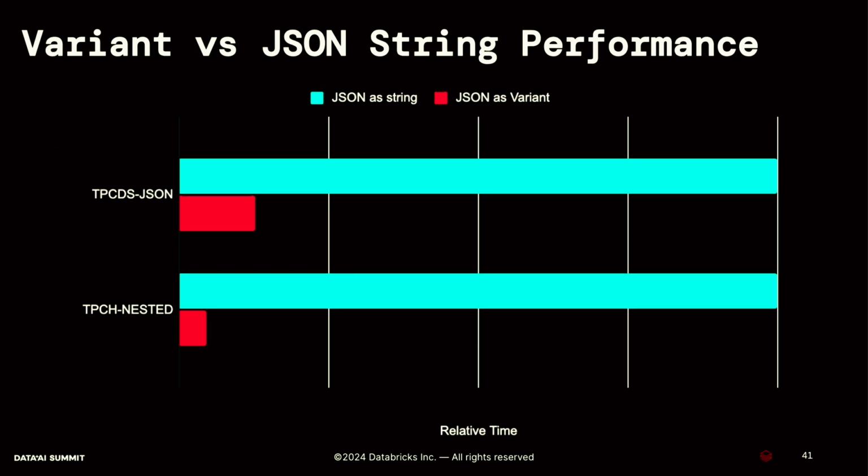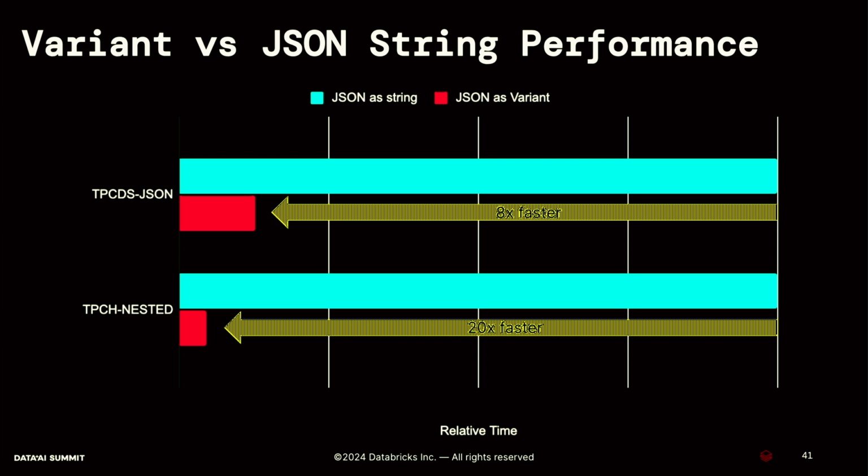So here is a summary of the performance gains we get with variant. Here we're comparing the relative completion times of the full benchmarks. The blue is the JSON represented as a string, and the red is the JSON represented as a variant. This is all relative to the JSON as a string runtime. These are times, so shorter lines are better. As you can see, the red bars are much, much shorter than the blue bars, which means variant is much, much faster than the string approach.